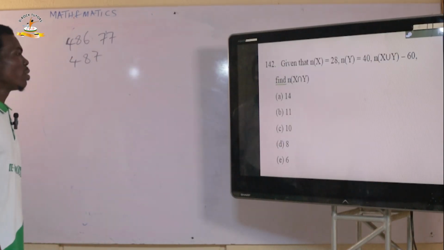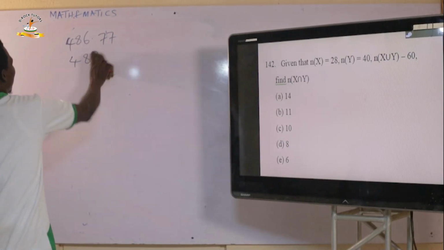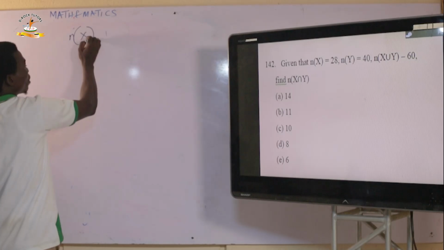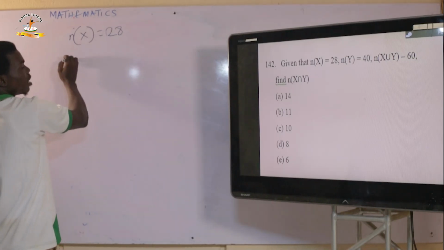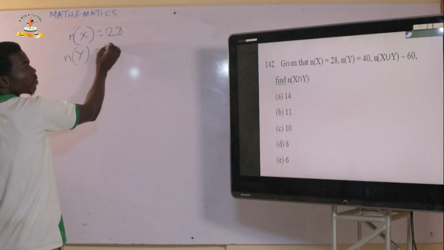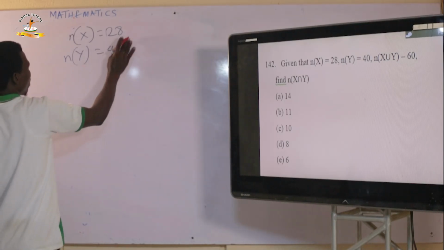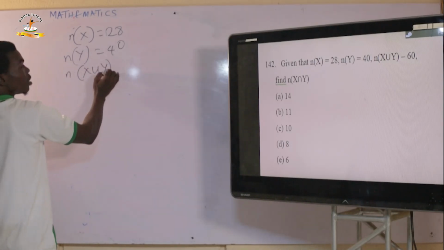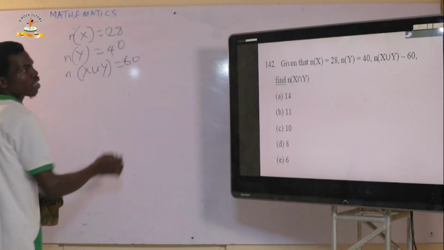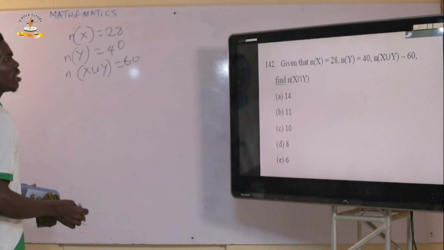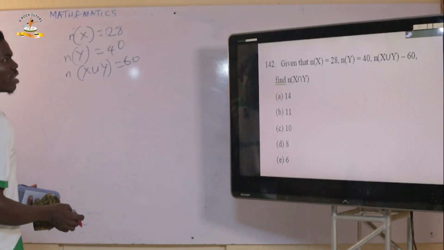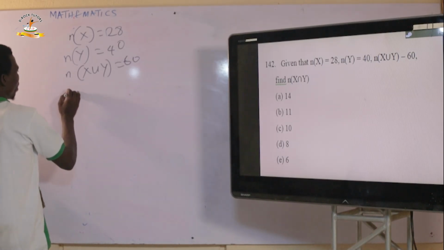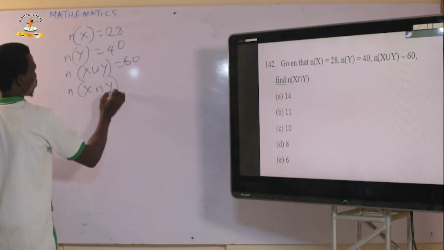Next, given that the number of x, that's cardinality of x, is 28. Cardinality of y is 40. And cardinality of x union y is 60. So find the cardinality of x intersection y. N of x intersection y is what we are looking for.